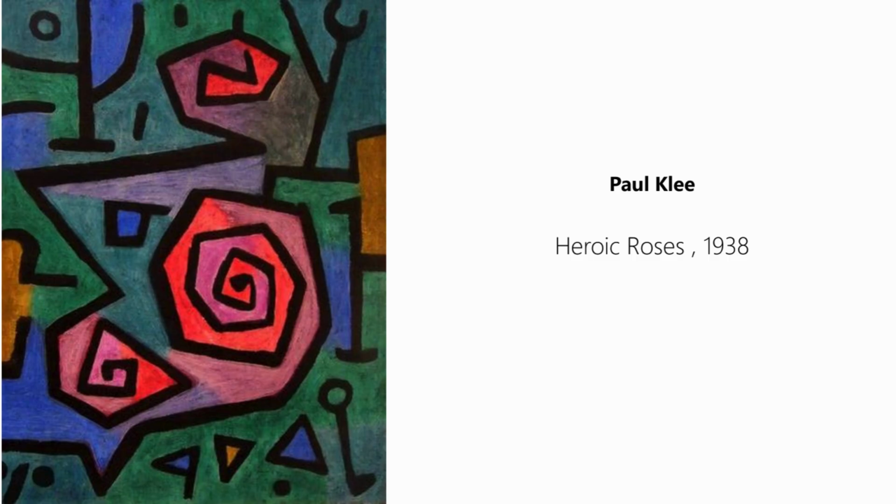Look at these colorful roses. Klee didn't paint them exactly like roses, but he used fun shapes and bright colors to make them special. Each rose has its own personality, and together they dance across the page. Even simple shapes and colors can tell a story and make us feel happy.